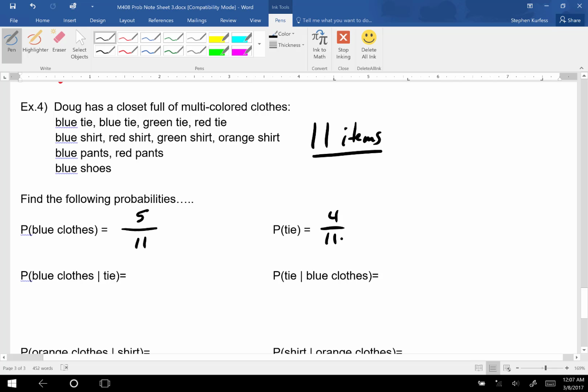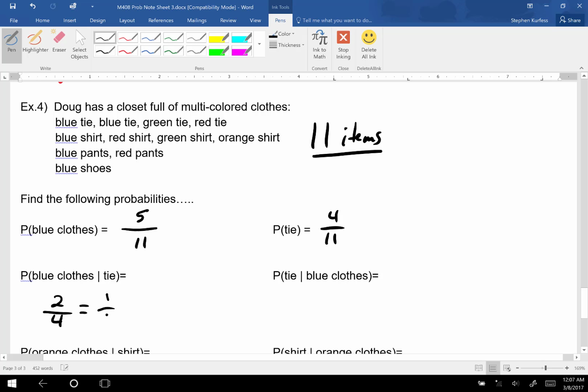Okay? So what's the probability of picking blue clothes given that I picked a tie? So here's the deal. How many ties are there? There are 4 ties. That's my denominator, because I know I picked a tie, so the total on the bottom is the 4. And then the success is picking blue clothes out of that. And how many blue ties do I have basically? 2.